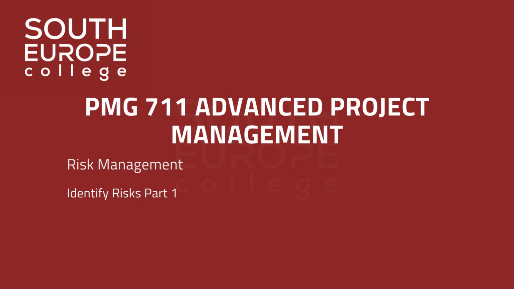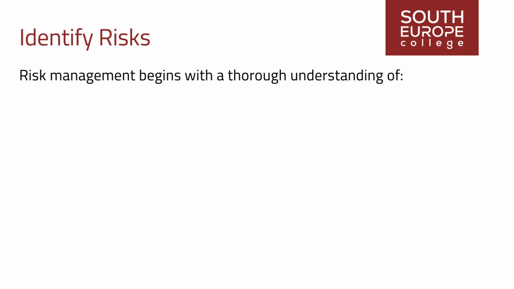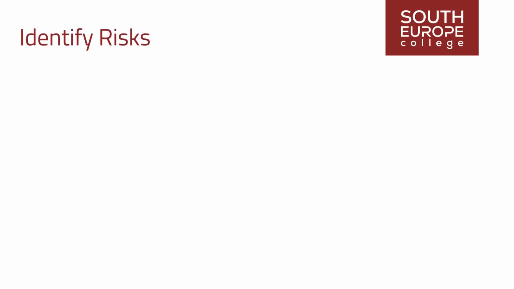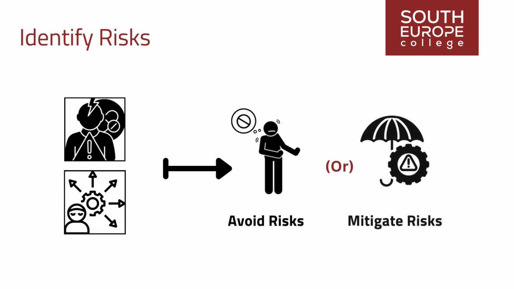This segment will cover Identify Risks Part 1. Effective risk management begins with a thorough understanding of potential risks and their likely consequences. Identifying and predicting these risks is the initial step in managing them. When a risk and its consequences prove to be significant, strategies are sought to either avoid or mitigate the risk to an acceptable level.